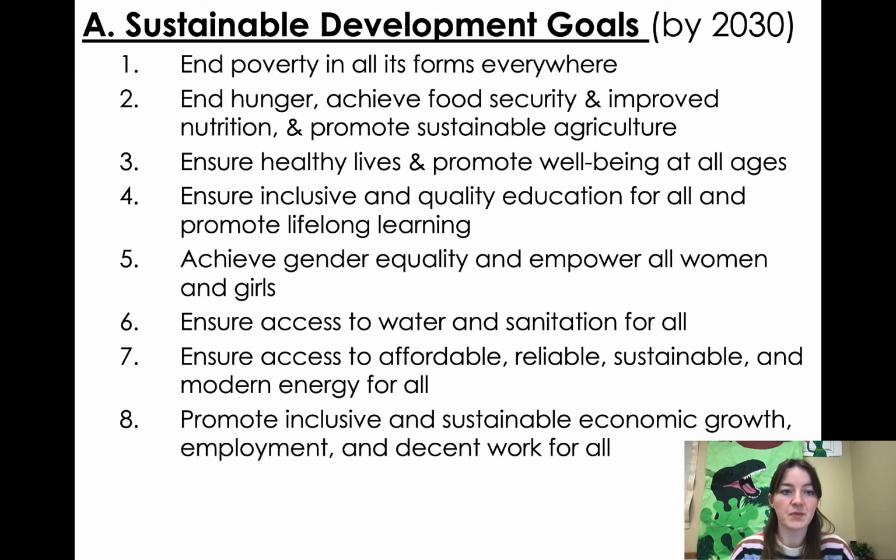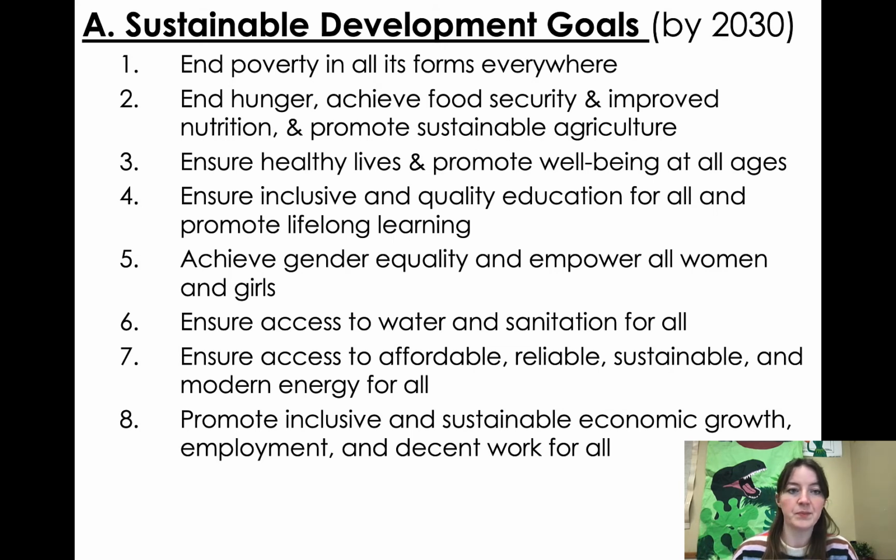We're going to go through them and think about where we are with these. First one is to end poverty in all its forms everywhere. Second, end hunger, achieve food security and improve nutrition, and promote sustainable agriculture. 3, ensure healthy lives and promote well-being at all ages. 4, ensure inclusive and quality education for all and promote lifelong learning. 5, achieve gender equality and empower all women and girls. 6, ensure access to water and sanitation for all. 7, ensure access to affordable, reliable, sustainable, and modern energy for all. 8, promote inclusive and sustainable economic growth, employment, and decent work for all.